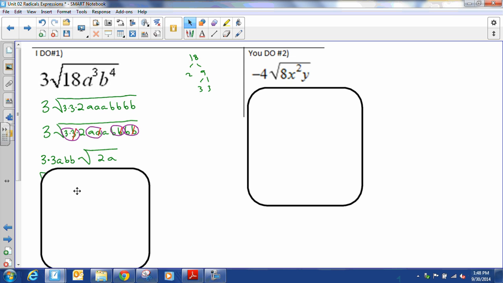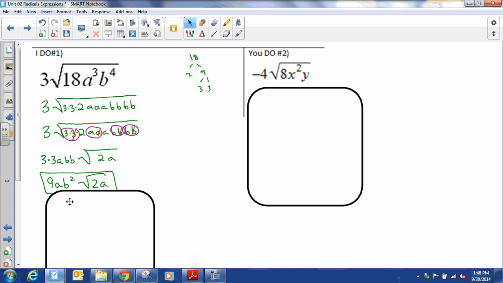So therefore, the 3 makes it out, the a makes it out, the b makes it out, and the b makes it out, and they are free to multiply out here. 3 times 3 is 9, and a times b times b is a b squared. The 2 and the a remain in here, so the final answer is this.